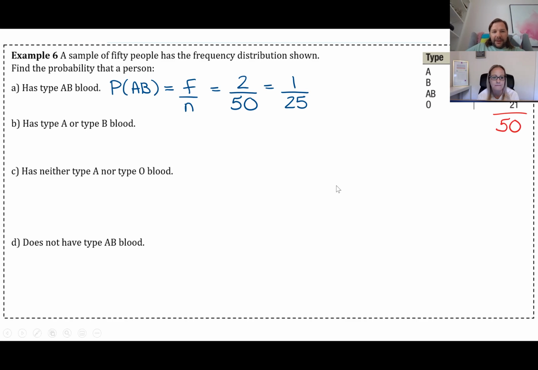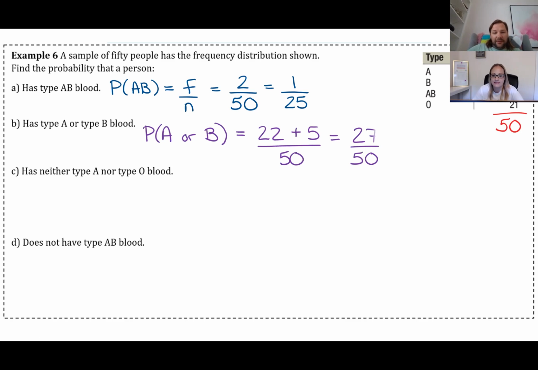Perfect, okay. And so the next one says, what's the probability of having type A or type B blood? So now we want to look at the type A row and say, okay, that's a frequency of 22. And then the or is plus 5. It's impossible to have type A blood and type B blood at the same time. So we just add those together and you get 27 over 50 for the probability of having type A or B. So then C says the probability of neither type A nor type O.